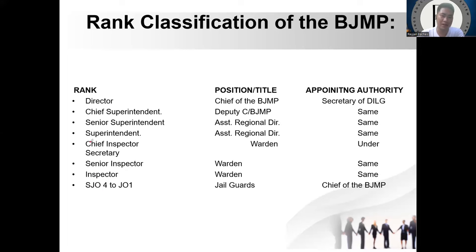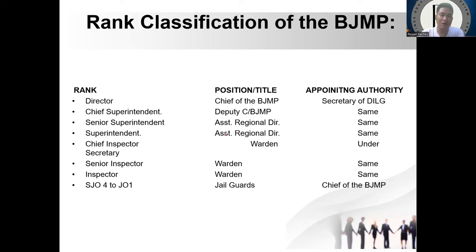Inspector hanggang sa director. Ang position ng SJO4 to JO1 class, or from JO1 hanggang sa SJO4, that is Jail Wardens or Jail Guards rather. Then ang Senior Inspector and of course yung Inspector and Senior Inspector, Warden yan sila hanggang sa tinatawag natin na Chief Inspector natin. Okay? So yan yung position nila. Magkaiba ang rank sa position or title class ha. So I hope nakuha niyo na yan sa mga video ko. Nabigyan na kayo ng idea kung ano yung kaibahan ng position and title.